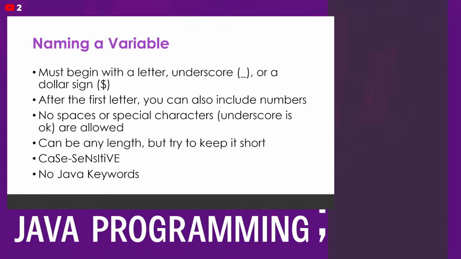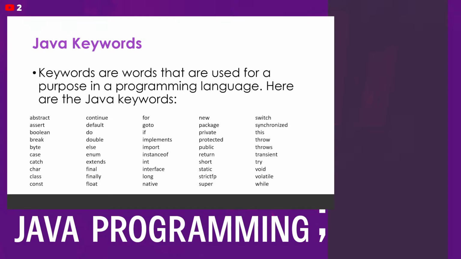Variable names can be any length, although we want to keep it short. One of the benefits of using a variable is that we can take something that's super long and condense it down to be the name of the variable, so having a super long variable name does us no favors. It is case sensitive, so if we use an uppercase A in our variable name as we create our variable, we have to use an uppercase A in the same place when we reference that variable. That goes back to what we talked about last week as well. And no Java keywords. These are the Java keywords that I'm referring to.